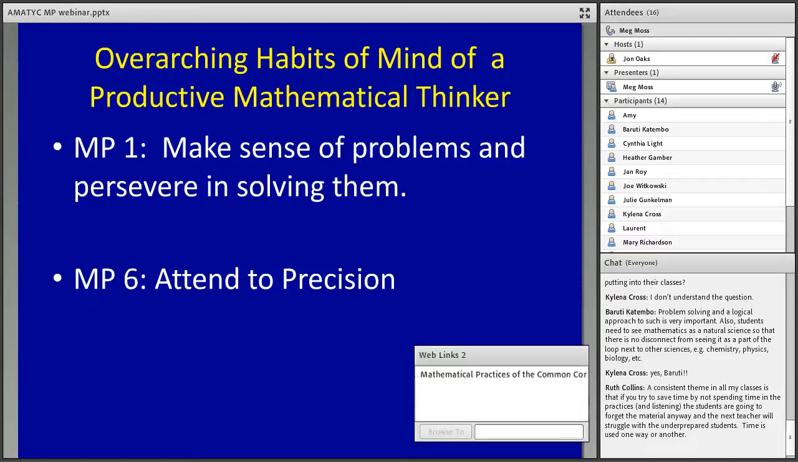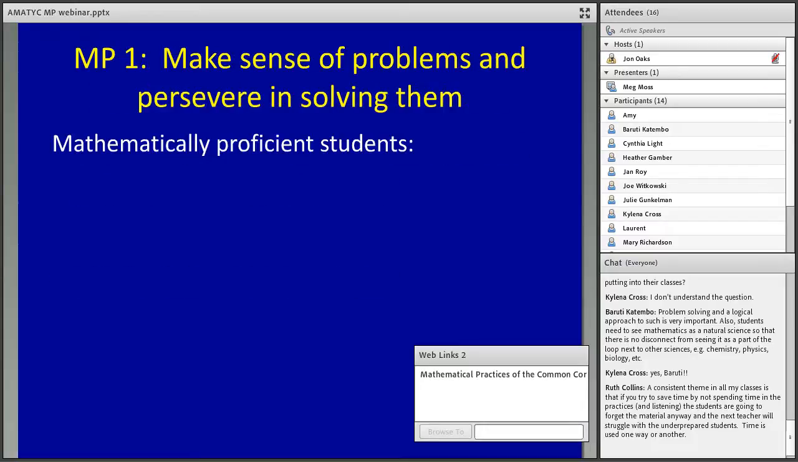Make sense of problems and persevere in solving them. So my interpretation of what this says, and that's part of it, is, boy, what did they say? They're hard to read, okay? And so I've done a lot of reading, a lot of researching into what other people think they say. And this is what I've come up with.